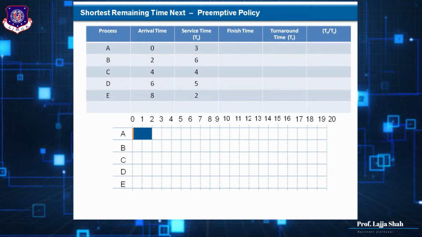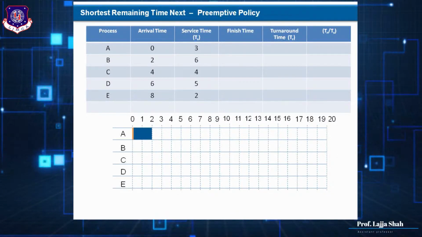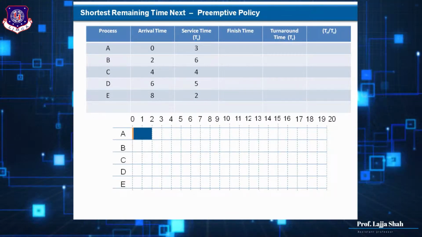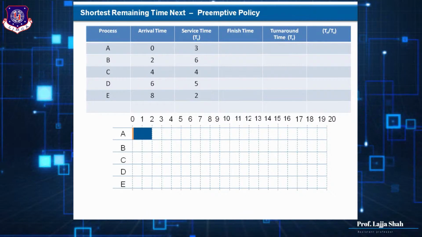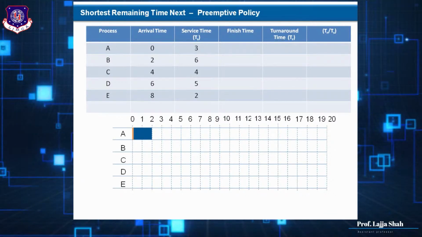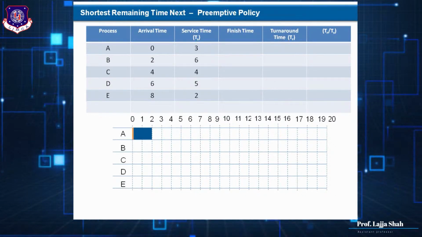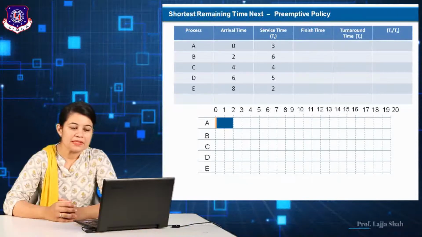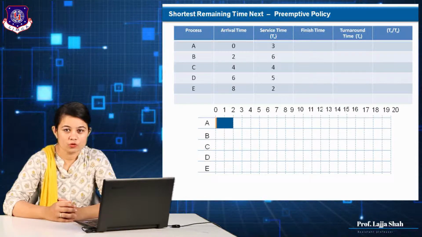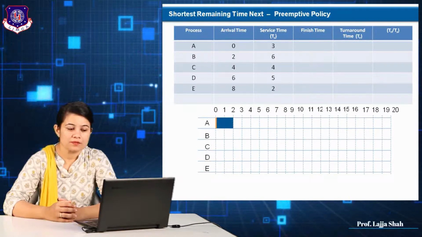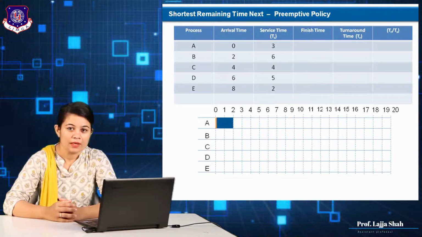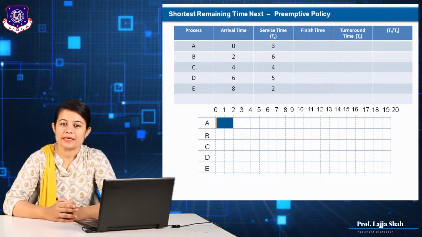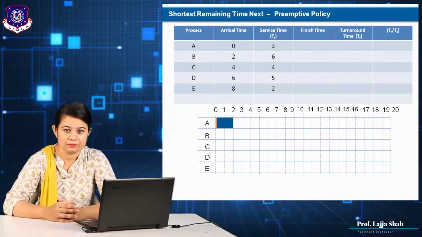Now we have two processes in the system, process A and process B. Because it is a preemptive policy, the operating system needs to consider the new process against the current process. So the remaining time of both processes will be checked. A's remaining time is 1 second. How to calculate that? A's total service time was 3 seconds. It has already been executed for 2 seconds. So process A is left with 1 second.